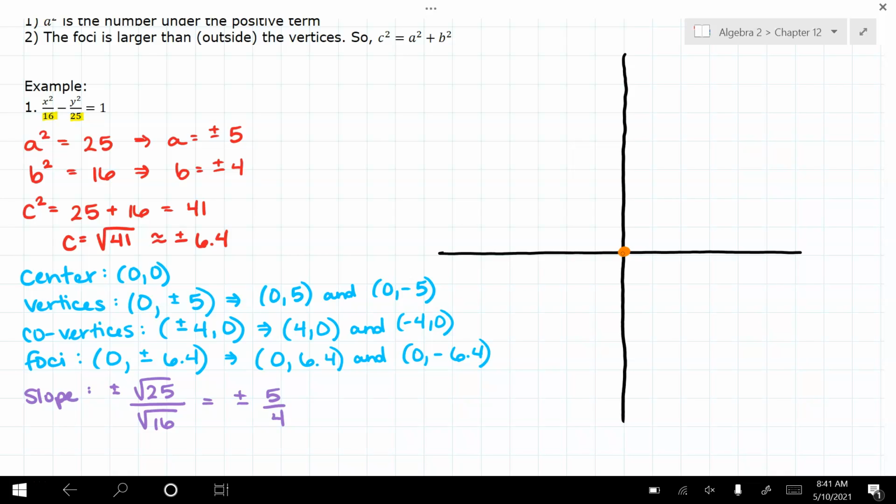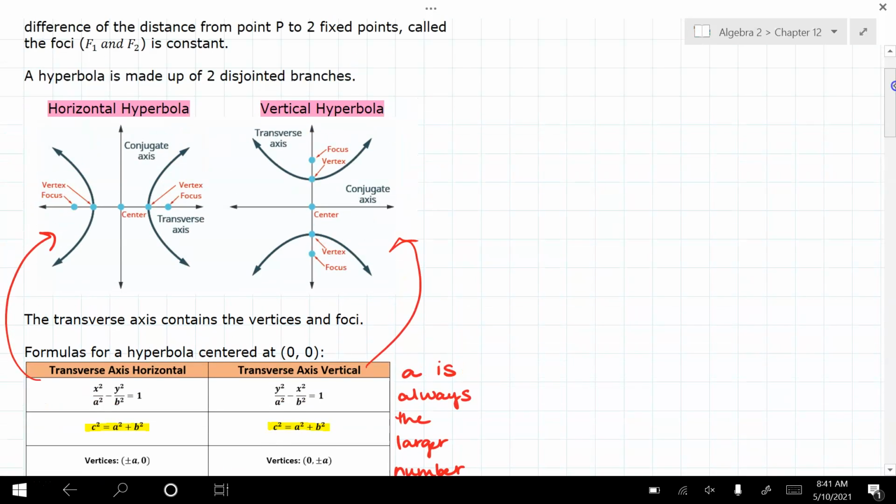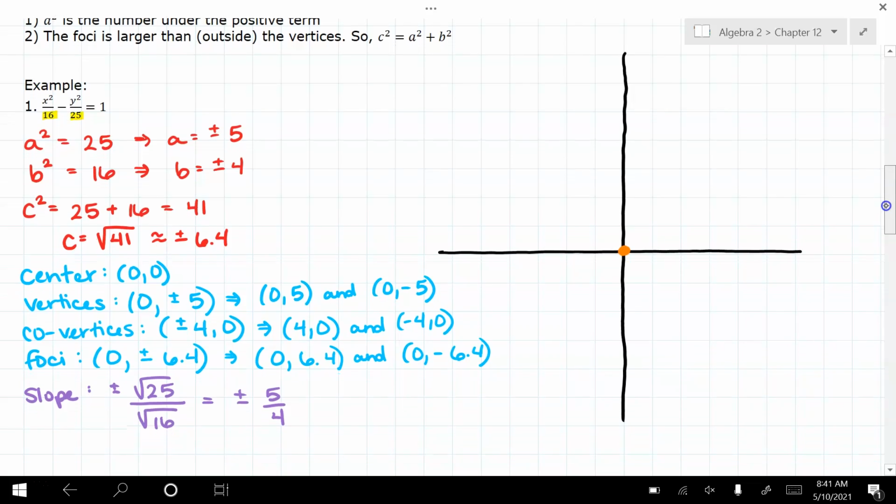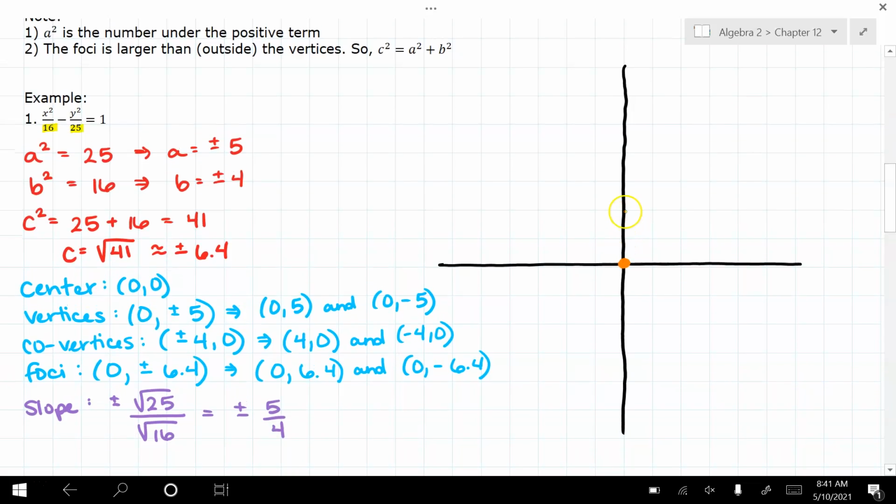Remember, this one we said was a vertical hyperbola, which means that our branches are going to be opening up and opening down. It's going to match the right-hand picture, so it's going to look like this one here. Okay? So when I do 0, 5, that means you go up 5, and you go down 5. Now my co-vertices are 4, 0, and -4, 0. So we're going to go left and right 4.